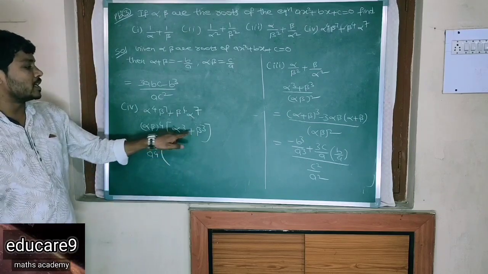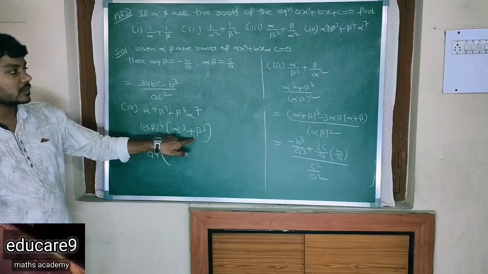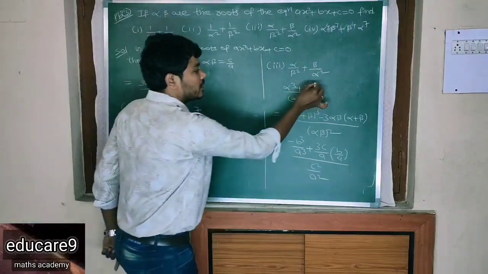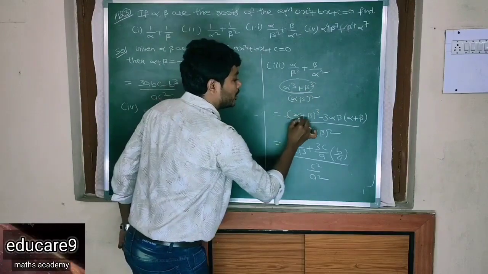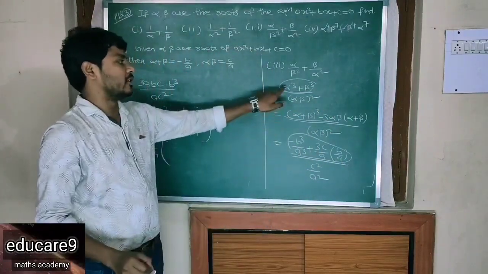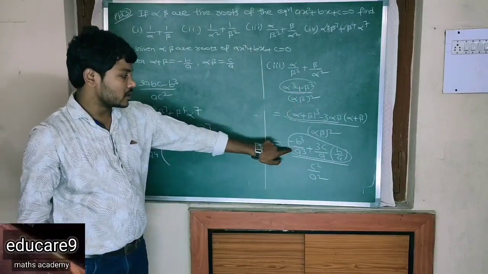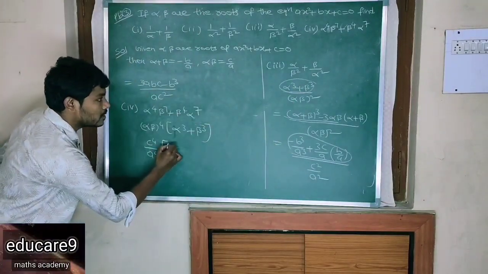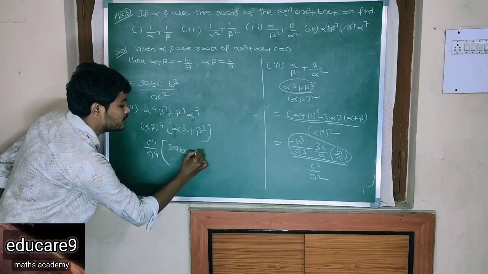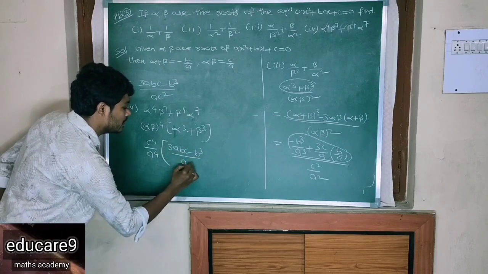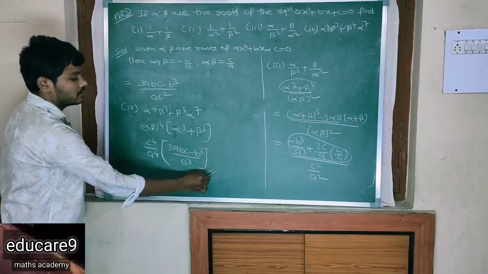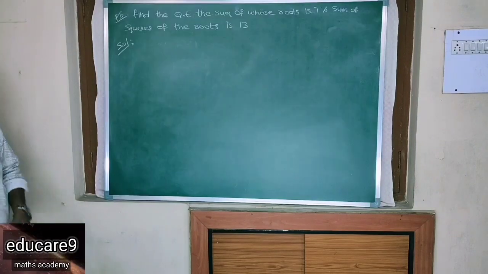Now alpha cube plus beta cube. See here, already you know alpha cube plus beta cube. So take the numerator value. This is the numerator value, that is alpha cube plus beta cube. So this can be written as 3abc minus b cube by a. So this is the final answer.